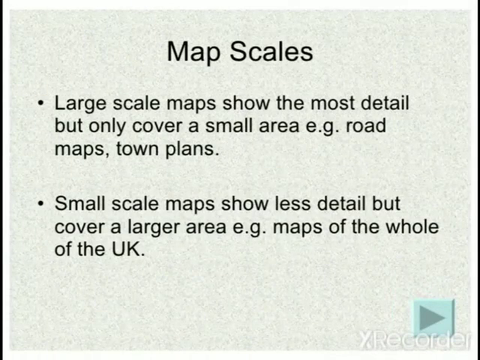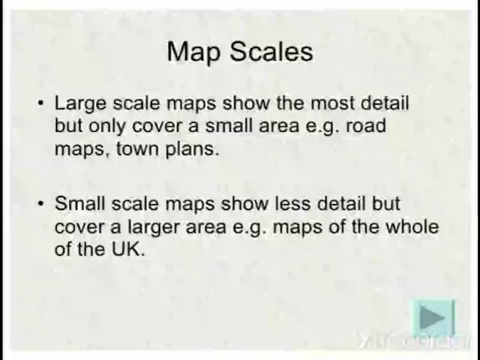Map scales. Large scale maps show the most detail but only cover a smaller area. For example, we have road maps, town plans, and so on. But small scale maps show less detail but cover a larger area. For example, maps of the whole of the UK or the whole of India. They give less detail, okay, but they cover a larger area.